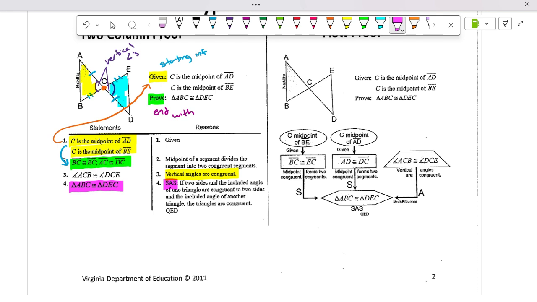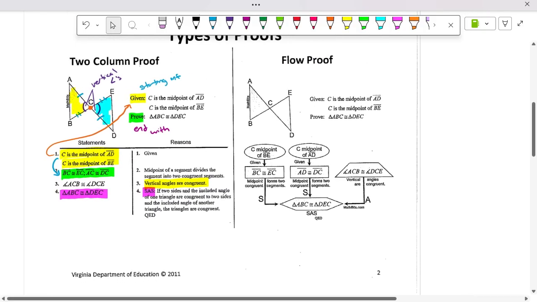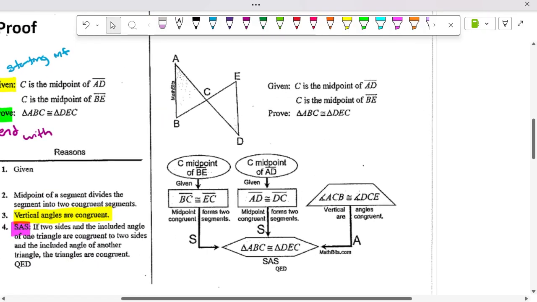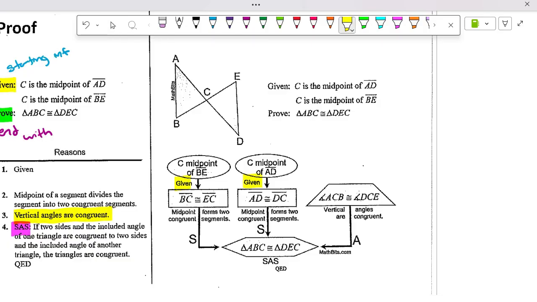All right? Put the phone up. A flow proof actually does show the connections. So they gave us our two givens. Then they said because we know that C is a midpoint of BE, we can show, hence the arrow, that BC is congruent to CE because that's the definition of a midpoint. We can then show that since C is a midpoint of AD, that AD is congruent to DC because that's also the definition of a midpoint.